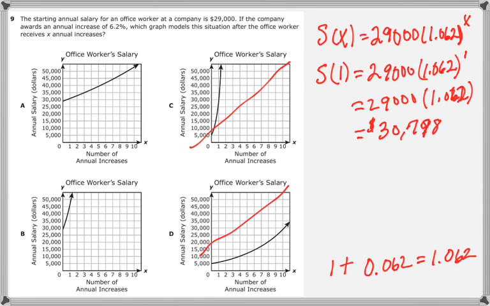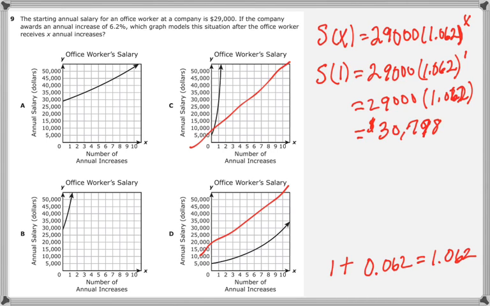Okay, so let's look at our answer choices. After 1 increase, this graph looks like it's between 30,000 and 35,000. Let's look at our other answer choice, which shoots all the way up to around 45,000. That is well above the 30,798 that we just calculated. So it looks like B is not going to be a good answer choice. It looks like it's pointing to A. So let's go ahead and check after year 2 and see what we get.